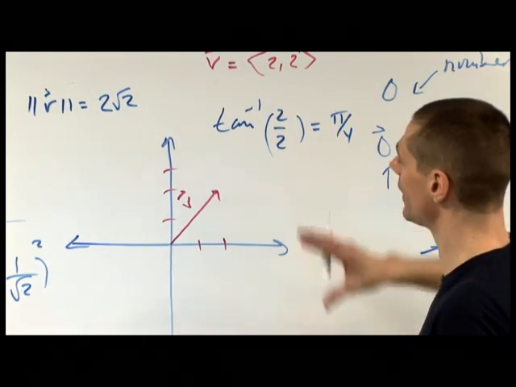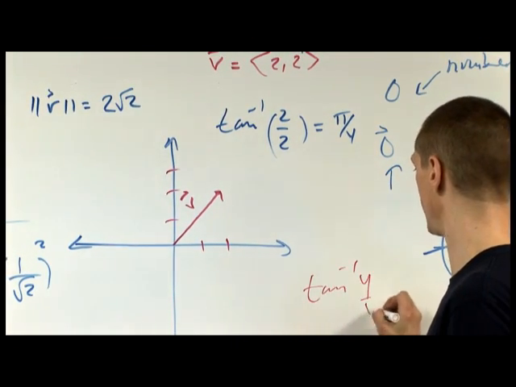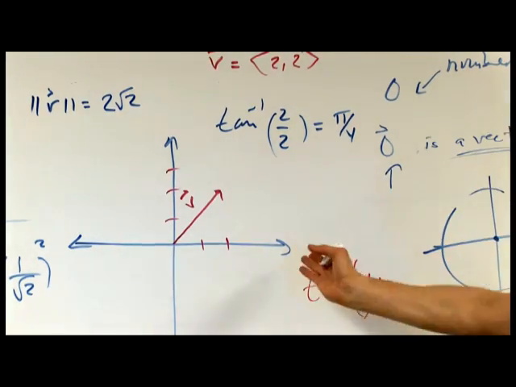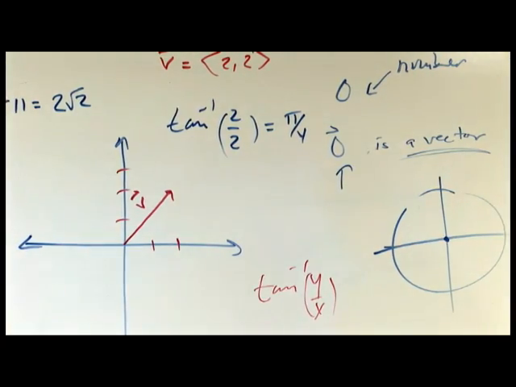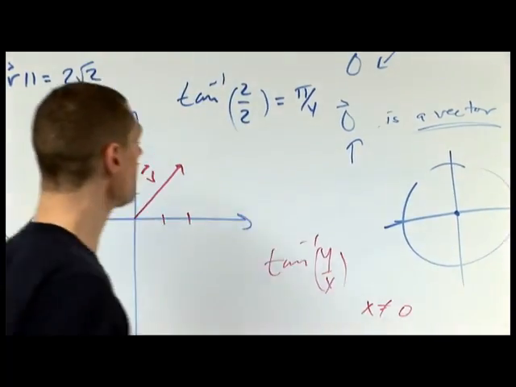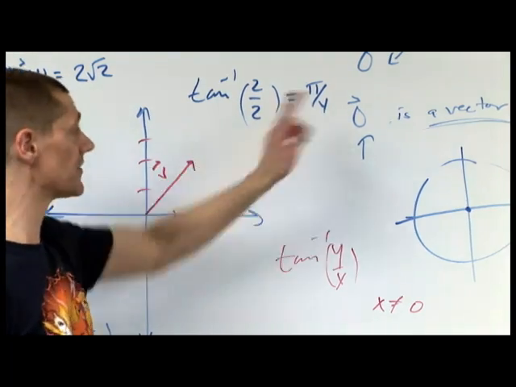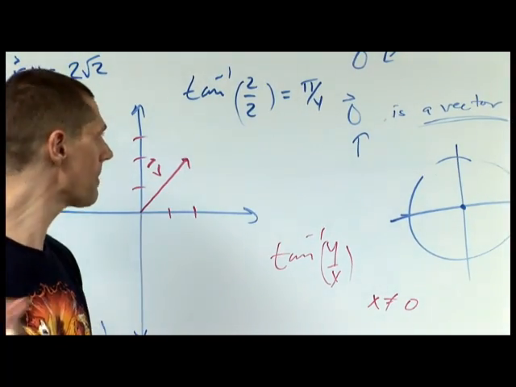The direction of any vector in 2 dimensions is going to be the arctangent of y divided by x, because that's how we figure out in this picture what the angle is. And assuming that x is not 0, of course, you should always say that. And 2 divided by 2 is 1. The arctangent of 1 is 45 degrees, which is pi over 4.